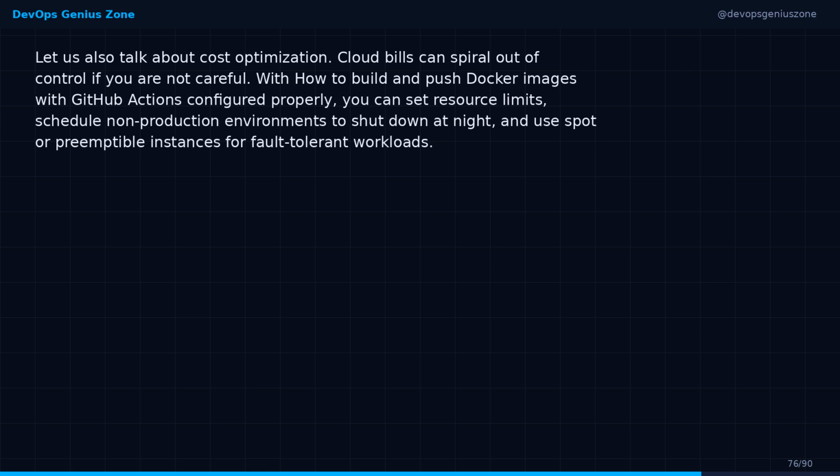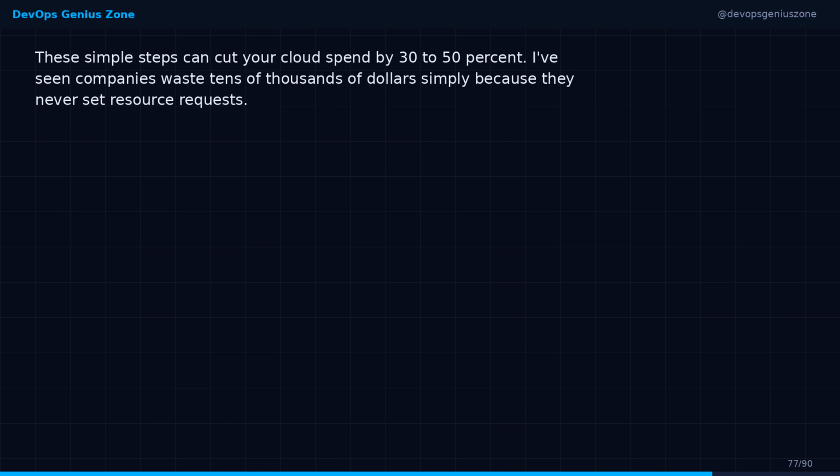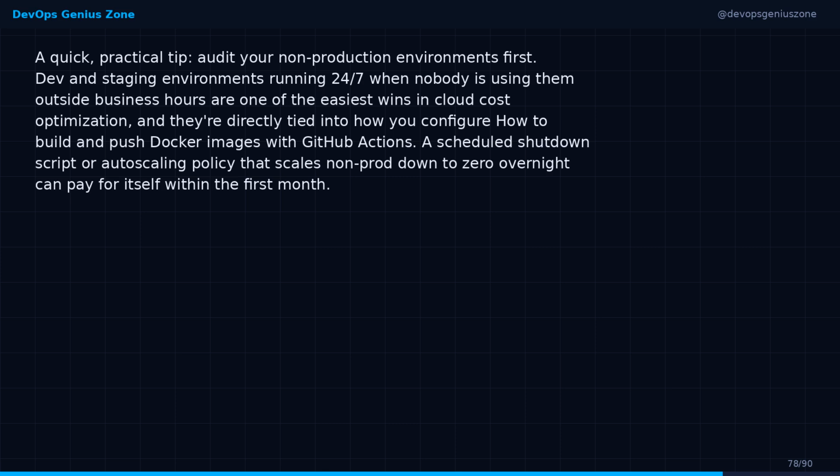Let us also talk about cost optimization. Cloud bills can spiral out of control if you are not careful. With how to build and push Docker images with GitHub Actions configured properly, you can set resource limits, schedule non-production environments to shut down at night, and use spot or preemptible instances for fault-tolerant workloads. These simple steps can cut your cloud spend by 30 to 50%. I've seen companies waste tens of thousands of dollars simply because they never set resource requests.